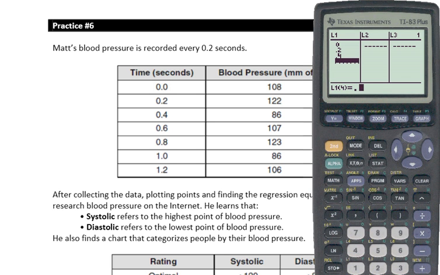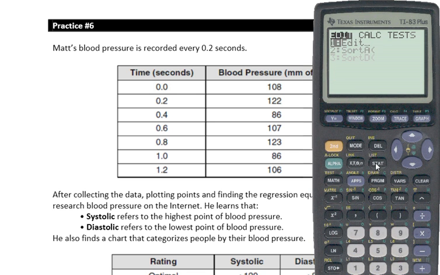Did anyone have troubles with this question? Yeah? We don't just skip it. 108, 122, 86, 107, 123, 86, and 108.6.